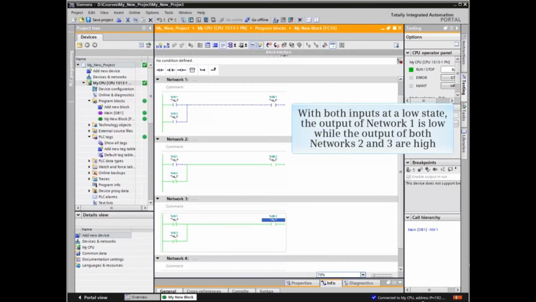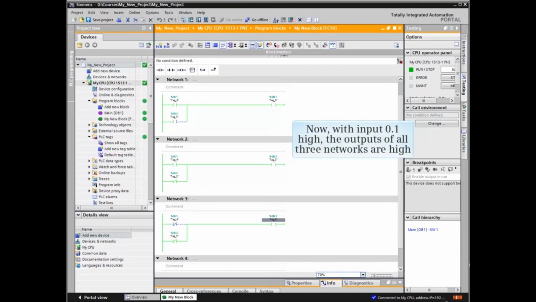With both inputs at a low state, the output of network 1 is low, while the output of both networks 2 and 3 are high. Now, with input 0.1 high, the outputs of all three networks are high.